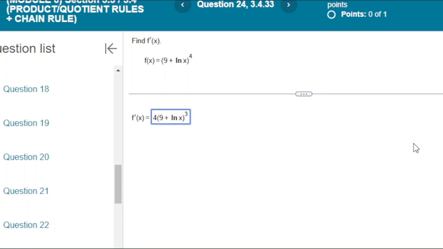Okay, 4 times 9 plus ln of x to the 3rd power times the derivative of the inside function. Now, the derivative of 9 plus ln of x is just 1 over x. Right? The derivative of 9 is 0. The derivative of natural log of x is 1 over x.